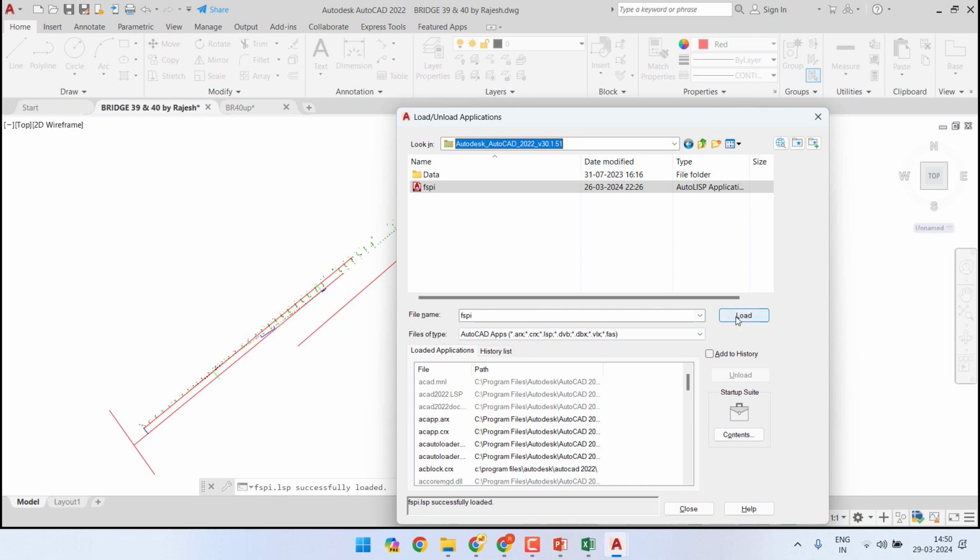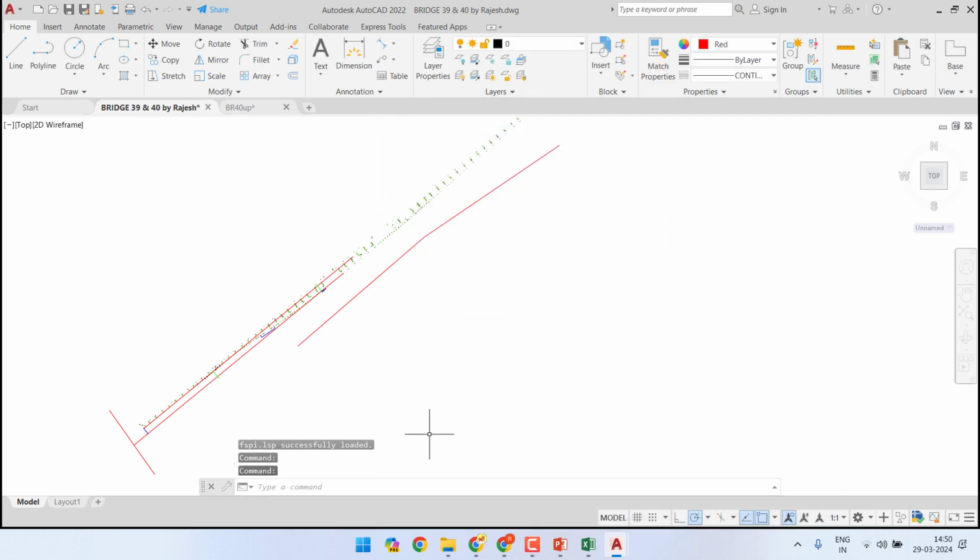fspi is loaded. Okay, so now we will run the command fspi. We have to select the first tangent, so we selected this tangent. We have to select the second tangent, we selected this tangent. For curve radius, let's say we draw for a 1 degree curve, which is 1750 meters. Let's have a transition length of, let's say, 60 meters. The second transition length is also 60 meters, and see, can you see, this has drawn the curve. This is the circular portion, this is the transition portion, this is also a transition portion.